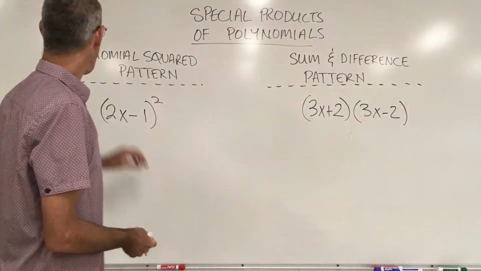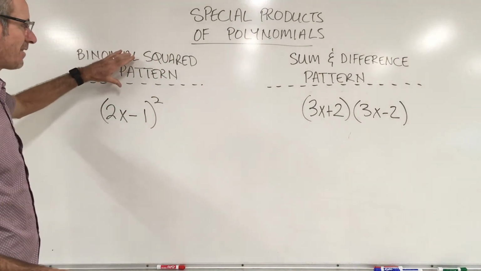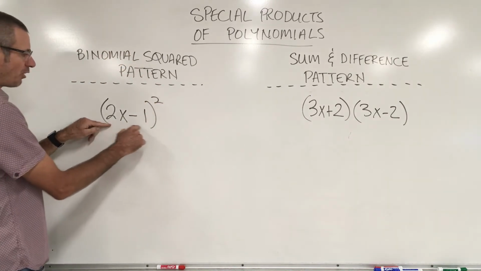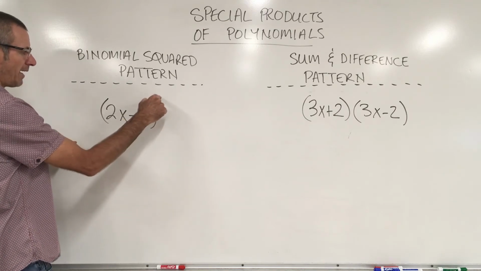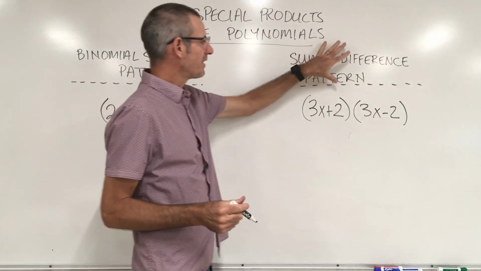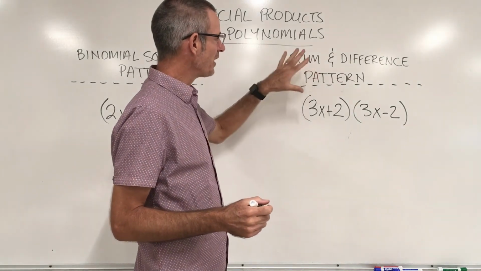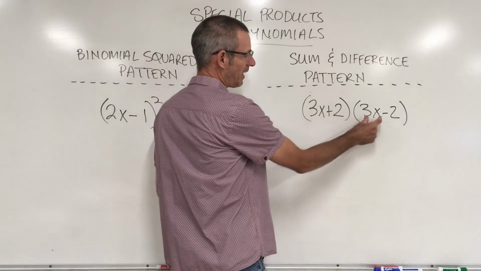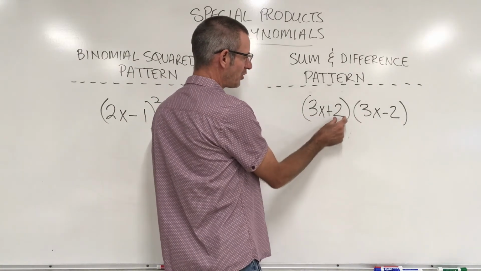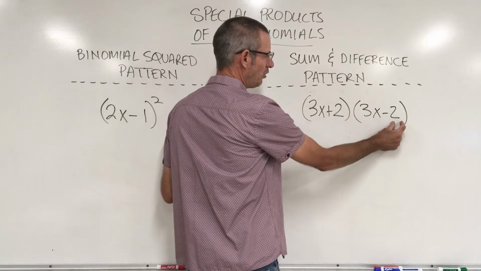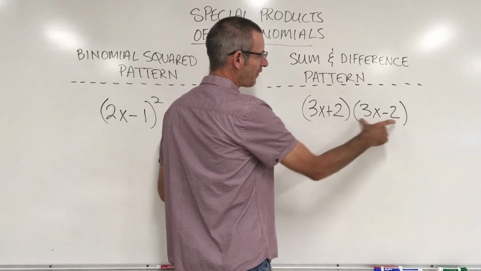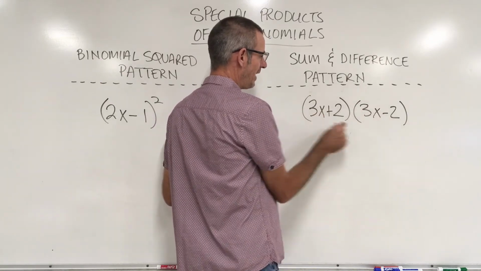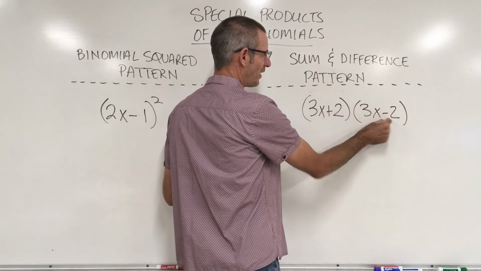So we are looking at the binomial squared pattern, and we know we can use the binomial squared pattern here because we have a binomial in parentheses squared. Here we're going to use the sum and difference pattern, and we know that we can use it because we have a 3x in our first binomial and a 3x in our second binomial. We have a 2 in our first binomial. We have a 2 in our second binomial. The only difference between these two binomials is here the 2 is positive and here the 2 is negative. It's a sum and difference pattern.